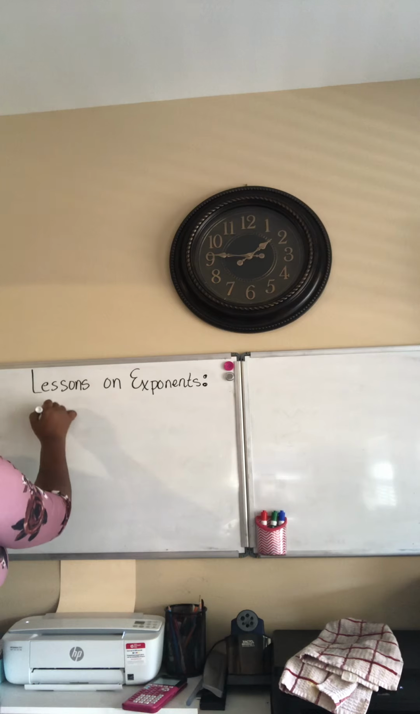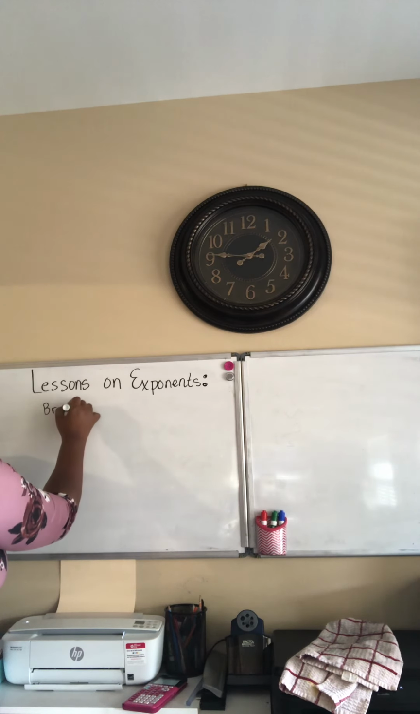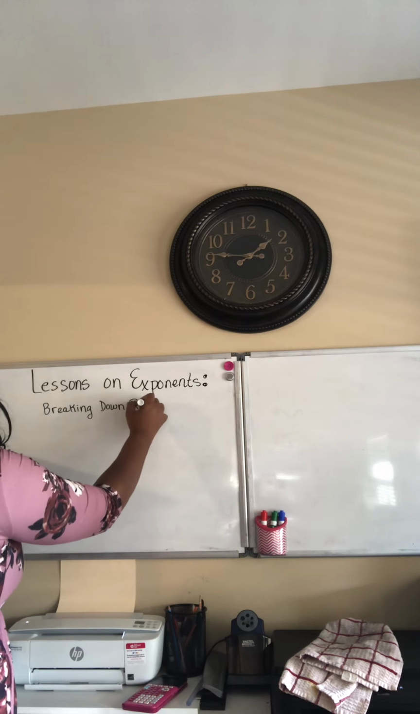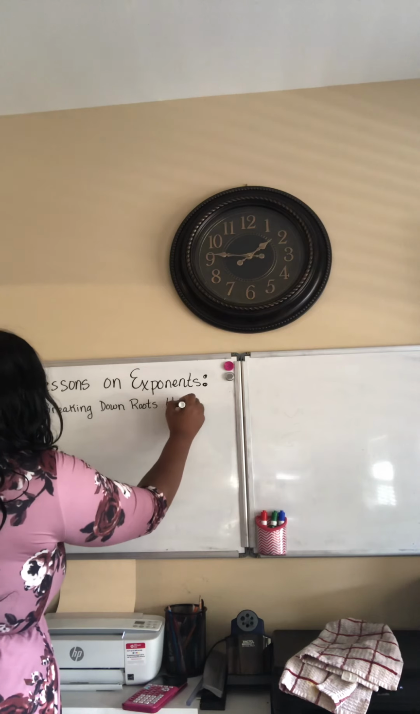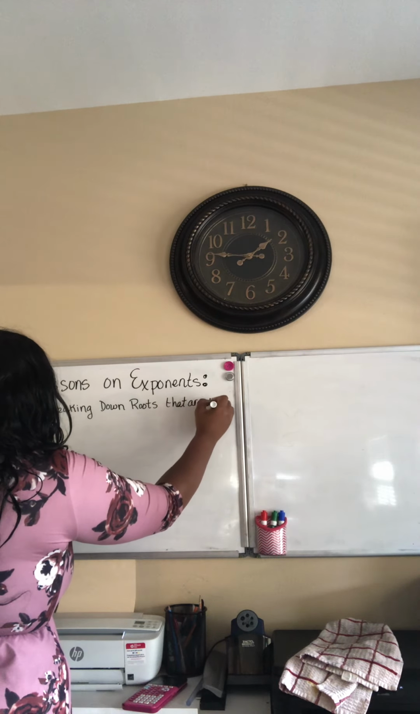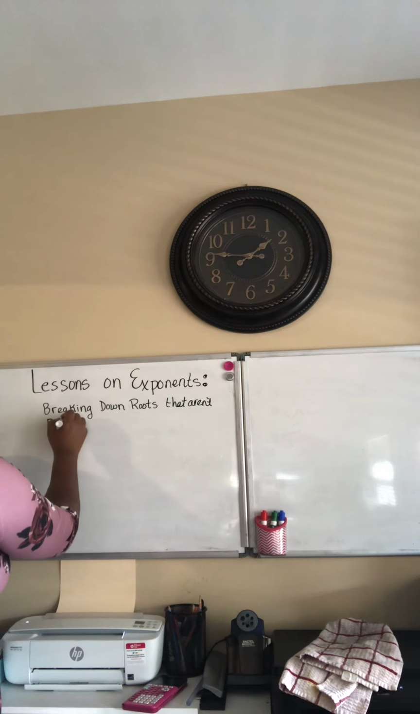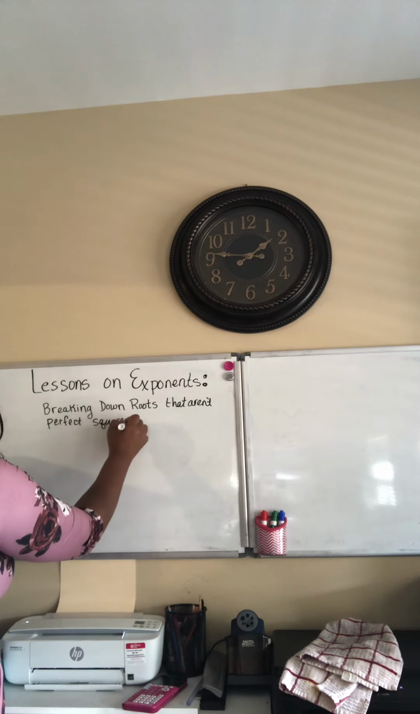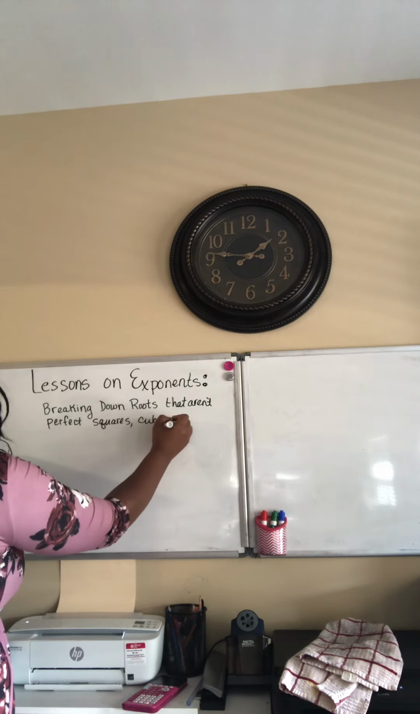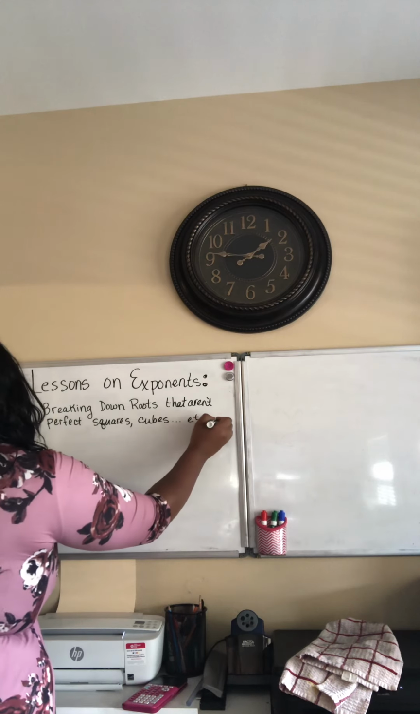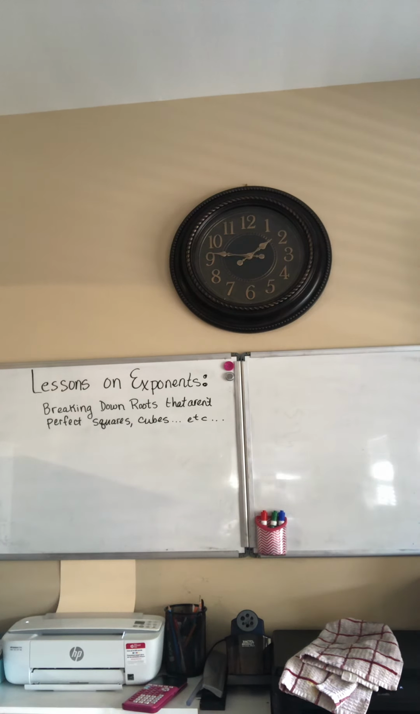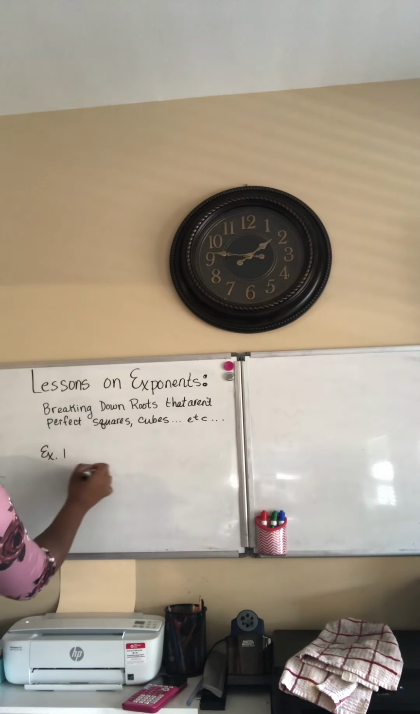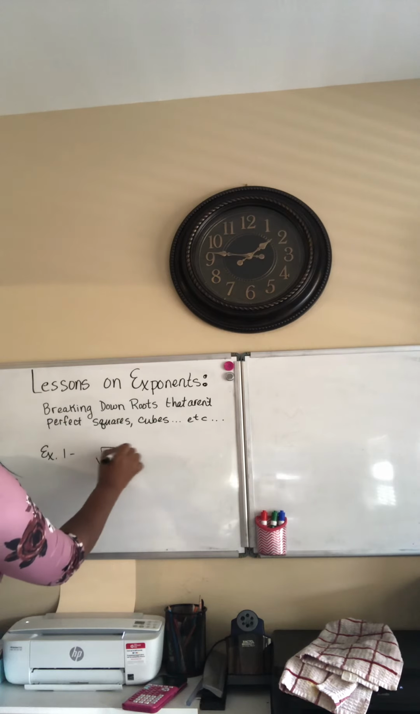All right, let's look at breaking down roots that aren't perfect squares, cubes, or fourths, etc. Okay. All right, so let's say we have the number. Let's say we have the number. Take the square root of 128.